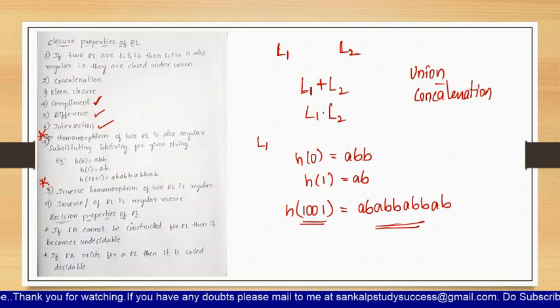And also the last one is that the inverse of a regular language is also regular. So these 9 properties are nothing but the closure properties of regular languages.